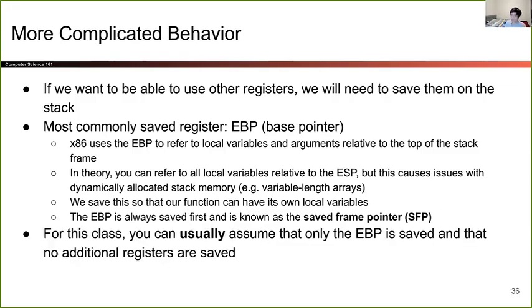For this class, you can usually assume that only the EBP is saved and there are no additional saved registers. I say usually because you may or may not come across a time where more than the EBP is saved in project 1. So you'll definitely want to check your addresses when you start working on that project.